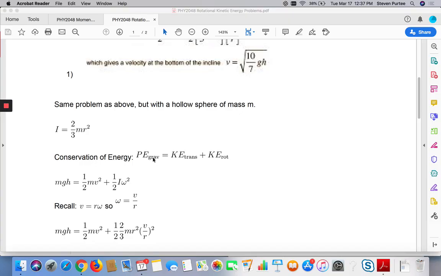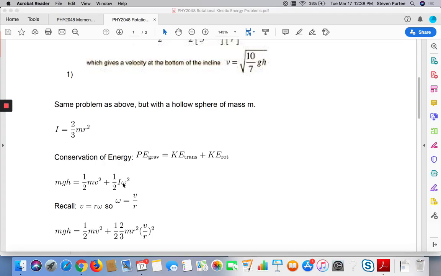So potential energy is mgh. Translational kinetic energy of the center of mass is 1/2 mv squared, and rotational kinetic energy is 1/2 I omega squared. Remember, in rotational, everything in rotational, the version of mass is I. That's a measure of how hard it is to make something rotate. And the version of velocity is omega. So these two formulas are really the same. That's just the rotational version of mass and the rotational version of velocity or speed.